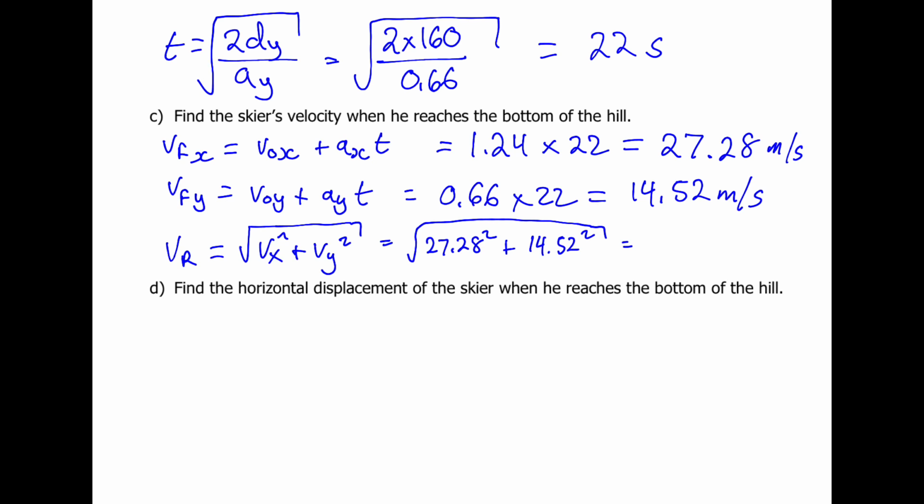Yeah, I gotta do that now. 14.52 squared plus 27.28 squared. Square rooted. All together, 30. Well, I guess it'd be 31 at the very end. That's what I think the very end one would be. Yeah, 30.9 is what I get. So it'll round to 31 when I'm all done. That's pretty fast. That's a very fast skier.